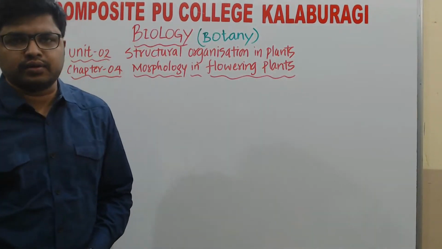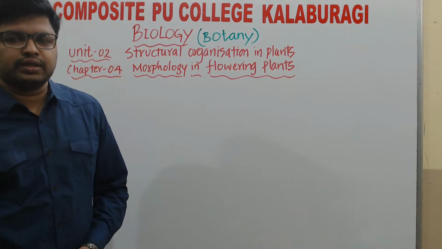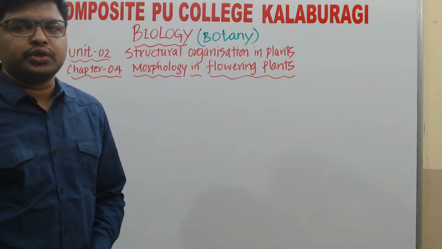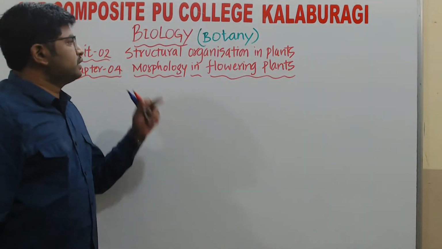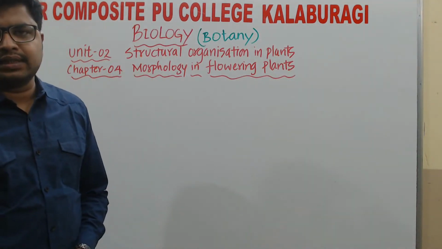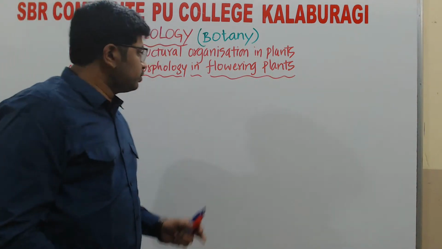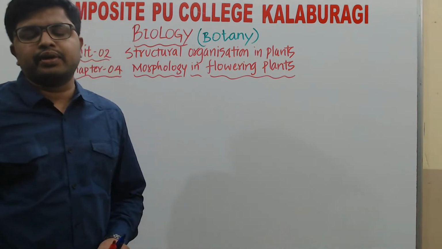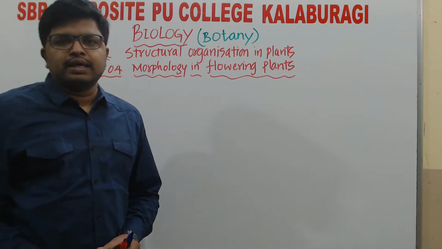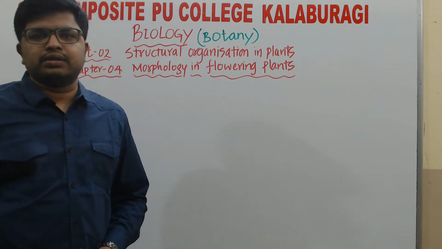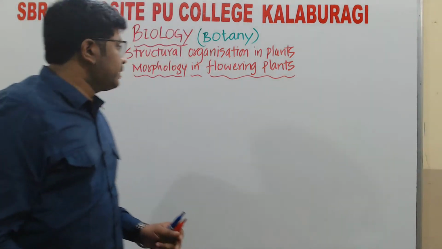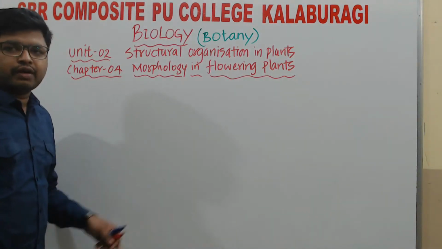I am Dr. Abhishek. Today in this class, I'm going to discuss Unit 2, that is the structural organization in plants and animals. In that, you have three chapters: one, morphology in flowering plants, the second one is anatomy of the flowering plants, and the structural organization in animals. Today, we are going to discuss chapter number 4, that is the morphology in flowering plants.